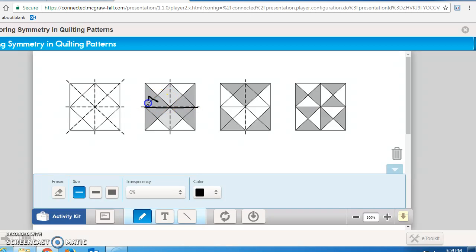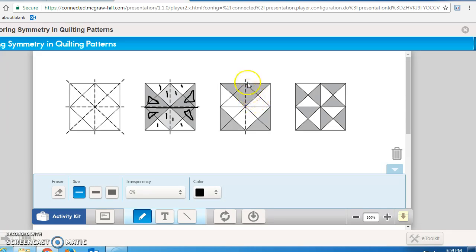This gray part would land perfectly on this gray part. When I folded this down, this white part would land on this white part. Again, this gray part on this gray, and the same for this side. This darker gray would land on this darker gray, and the white would land on the white.